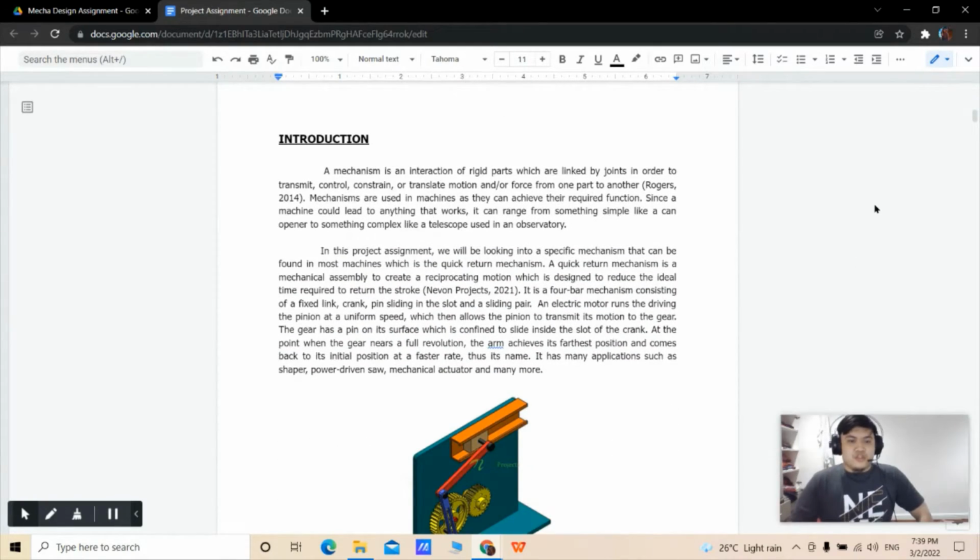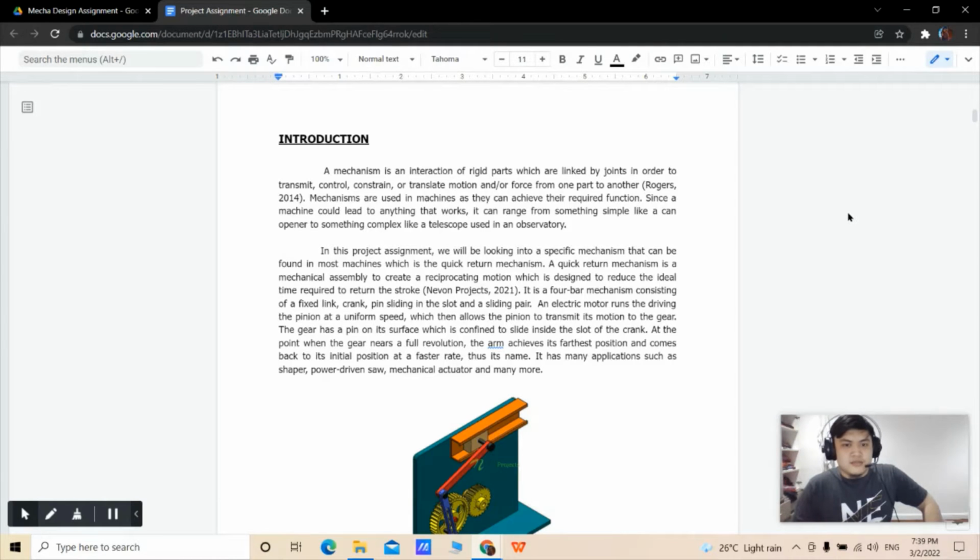So, for introduction, a mechanism is an interaction of rigid parts which are linked by joints in order to transmit, control, constrain, or translate motions and/or force from one part to the other. Mechanisms are used in machines as they can achieve their required functions. Since a machine could need to do anything that can work, it can range from something simple, like a can opener, to something complex like a telescope that can be used in an observatory.